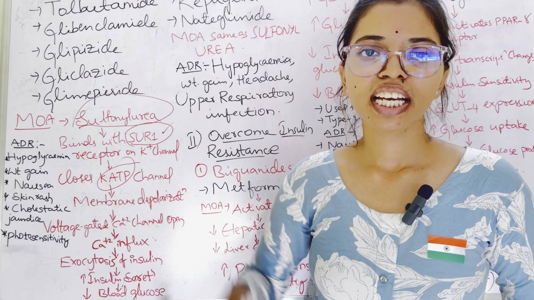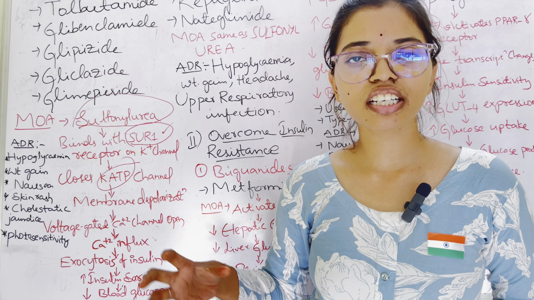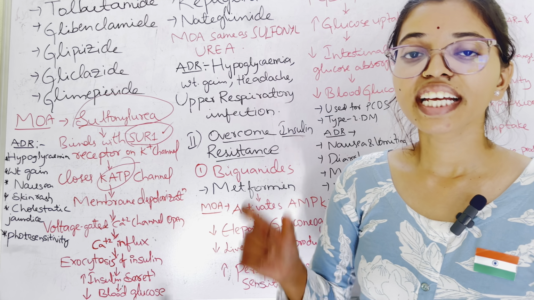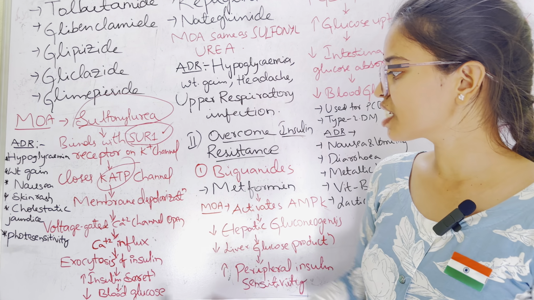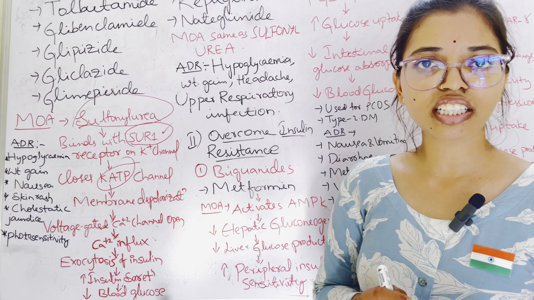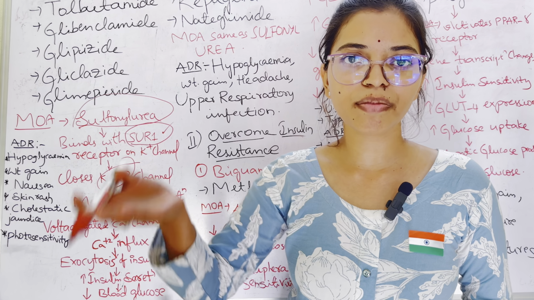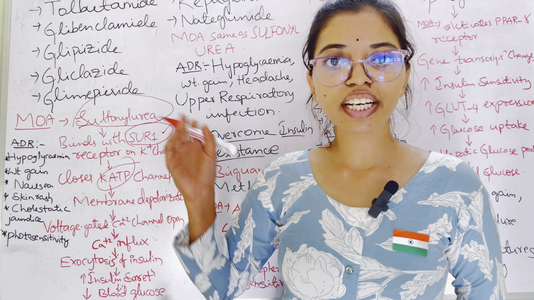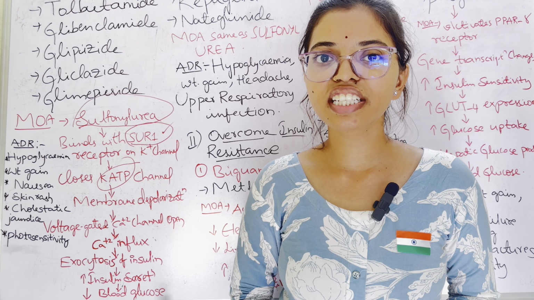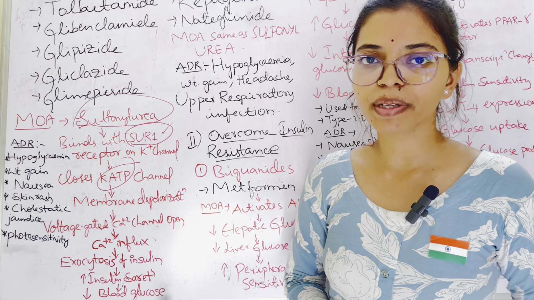That leads to an increase in intracellular potassium ions, which leads to the activation of calcium channels. When the calcium channels are activated, they open and calcium flows into the cell. Intracellular calcium levels increase, and the intracellular calcium triggers and stimulates the release of insulin from the beta cell.